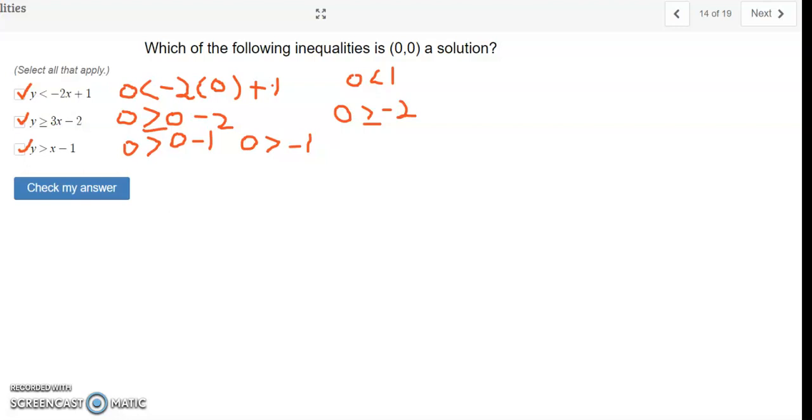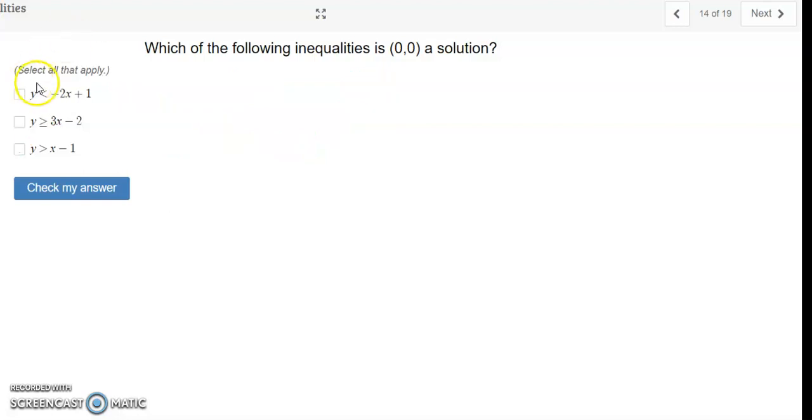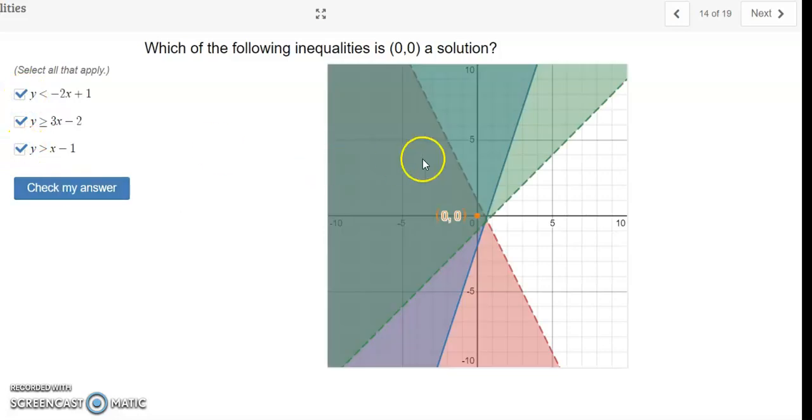And then you could just click check my answers. This is the work. So it's this one, and this one. Check my answers. And we can see that yes, all of these inequalities, if you graph them, 0 will be a solution for all three.